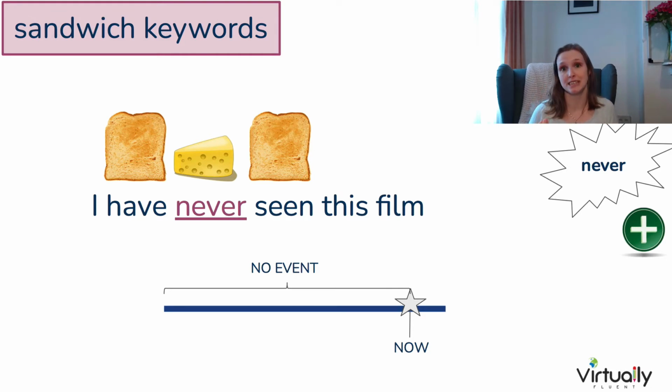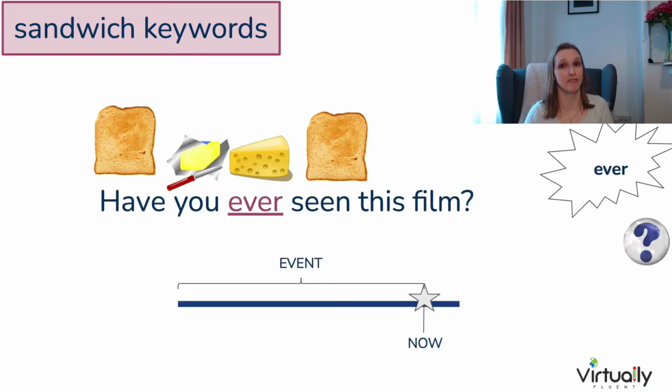You could use this in a sort of negative tinted question. However, when we ask a question to somebody about when they have completed this activity in their life, we wouldn't normally use never, we would use ever instead. And this particular word ever is usually used in questions, not in affirmative or negative sentences.